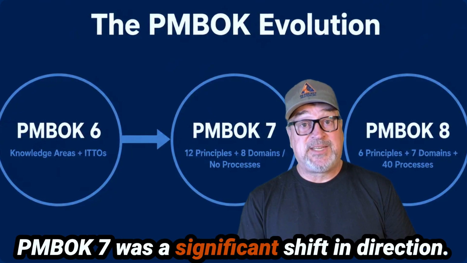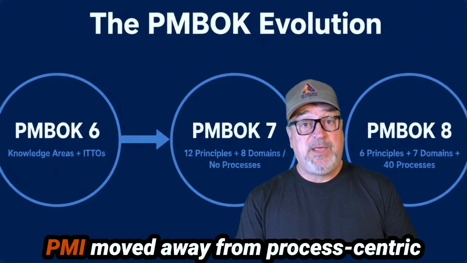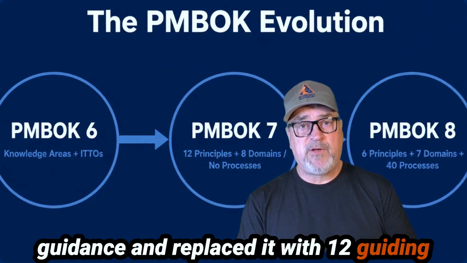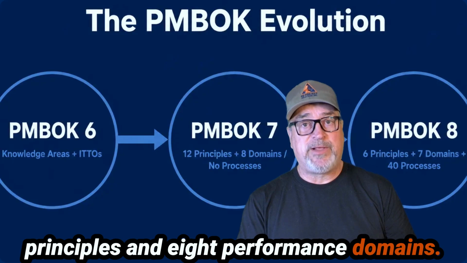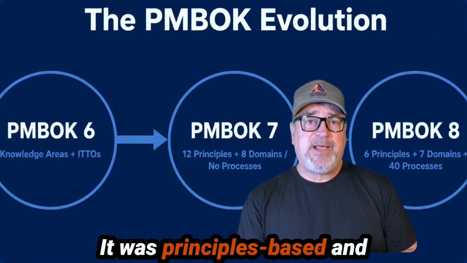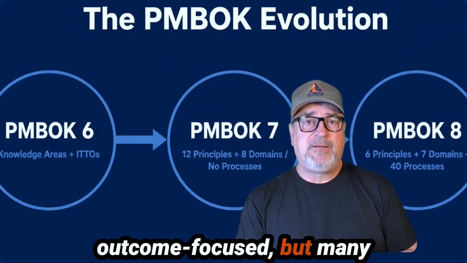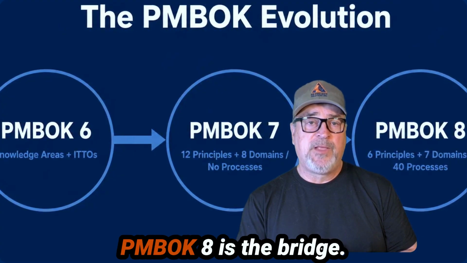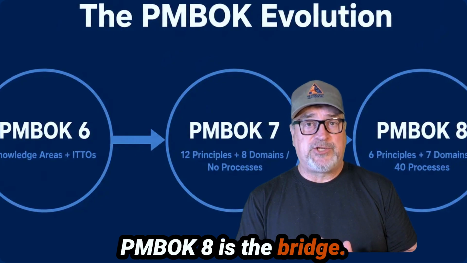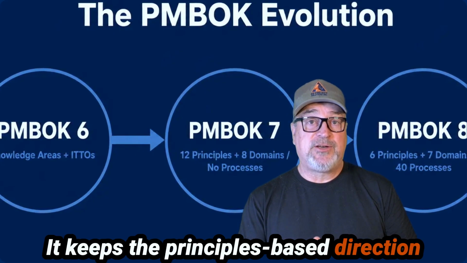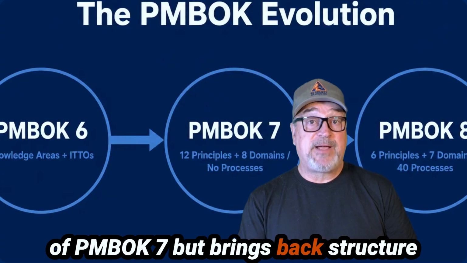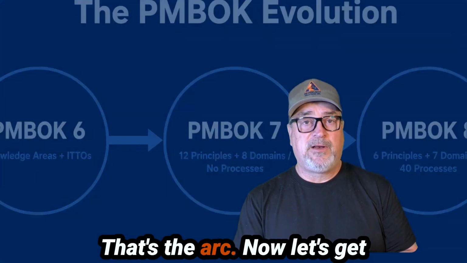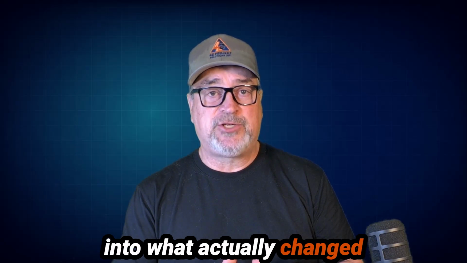PMBOK 7 was a significant shift in direction. PMI moved away from process-centric guidance and replaced it with 12 guiding principles and 8 performance domains. It was principles-based and outcome-focused, but many practitioners found it too abstract for real-world application. PMBOK 8 is the bridge. It keeps the principles-based direction of PMBOK 7, but brings back structure in a practical, non-prescriptive way. That's the arc. Now let's get into what actually changed.